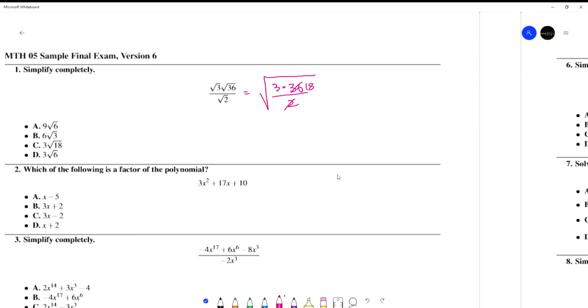All right, so let's do that. We got 3 times 18. You don't have to actually multiply this. If you recall, I told you you can actually split up the 18 by 3 times 6. So that way you can see it's a 3 radical 6. That's probably the way I would do it. Answer choice D. Number 2, which of the following is a factor of the polynomial?